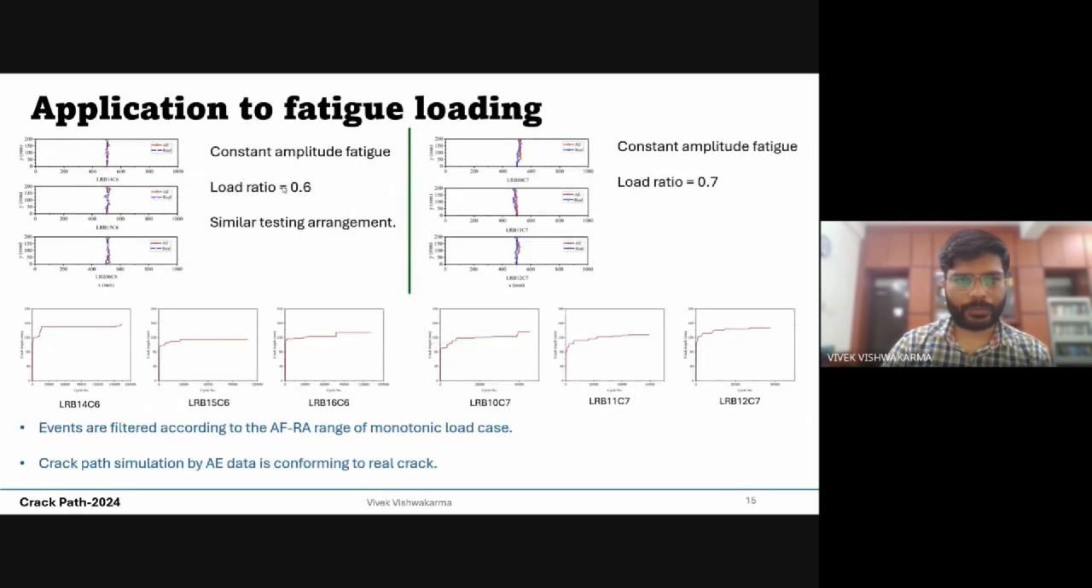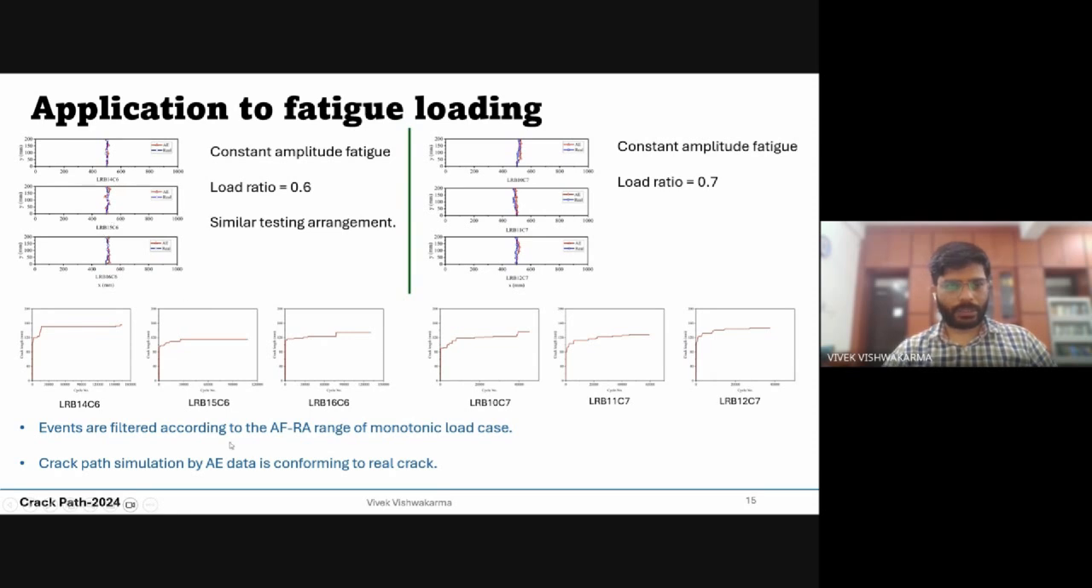After this, I have tried to apply this in the case of fatigue loading also. So I have performed some constant amplitude fatigue loads on the load ratio 0.6 and 0.7. All other testing arrangement and testing setup was the same. But I have not employed DIC in the case of fatigue loading because it is a very data intensive task.